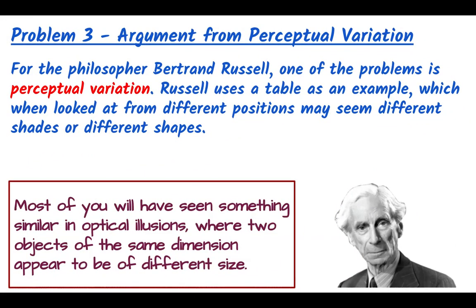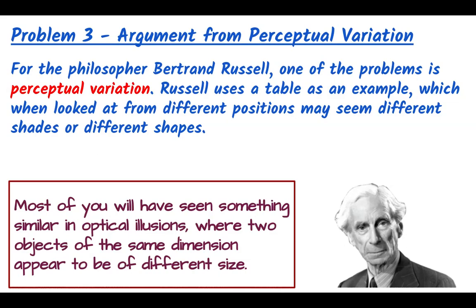The third argument is the argument from perceptual variation, and this is associated with the philosopher Bertrand Russell. It basically says, well, when we look at a tabletop, as I'm doing at this moment in time, it looks very different from different positions. We might see it having different shades of colour or different size, etc. And I guess you're familiar with that kind of concept, or this argument from perceptual variation, through optical illusion.